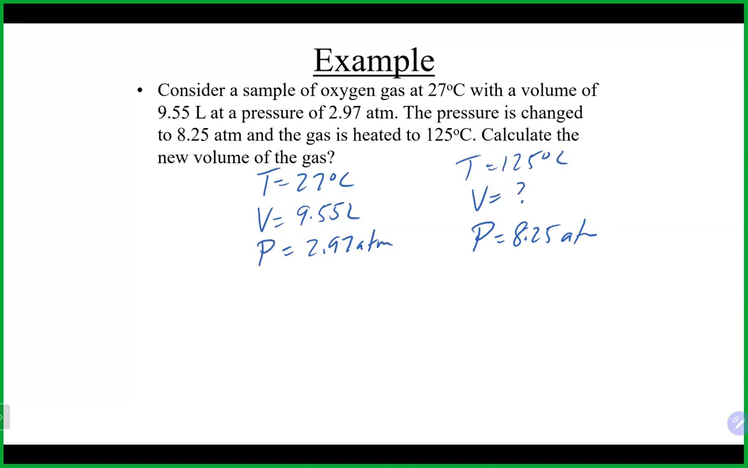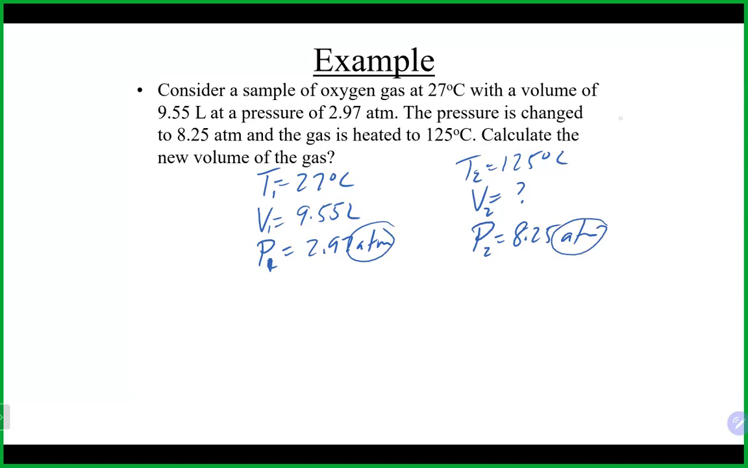So again, just by labeling everything, it should really point you in the direction of the combined gas law, as obviously we have two pressures, volumes, and temperatures. Once again, it really doesn't matter which ones you call ones and twos, but we'll call the first set here ones, and these guys twos. In terms of units of our pressure, they're both in atmospheres, which is good. Again, they got to be the same.